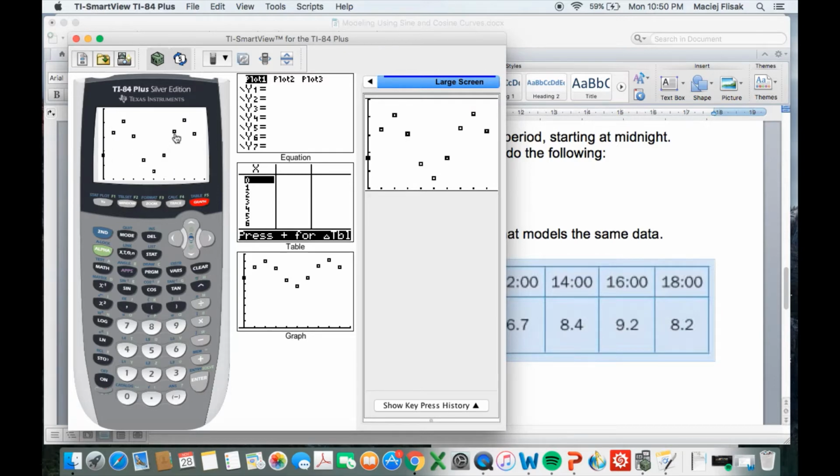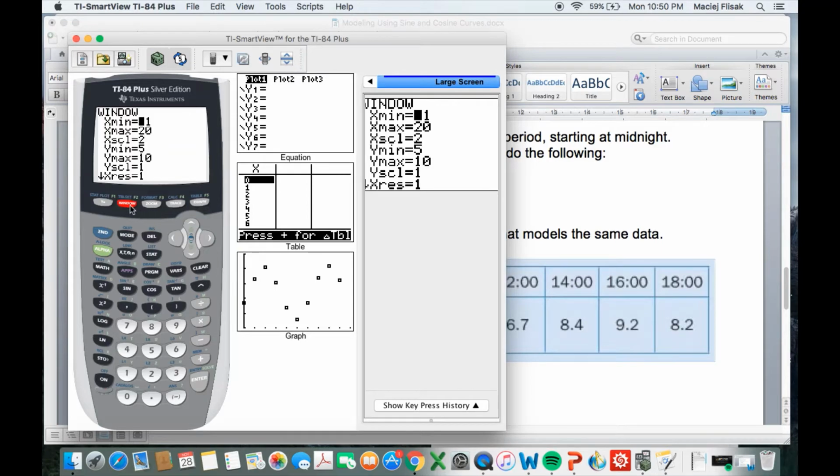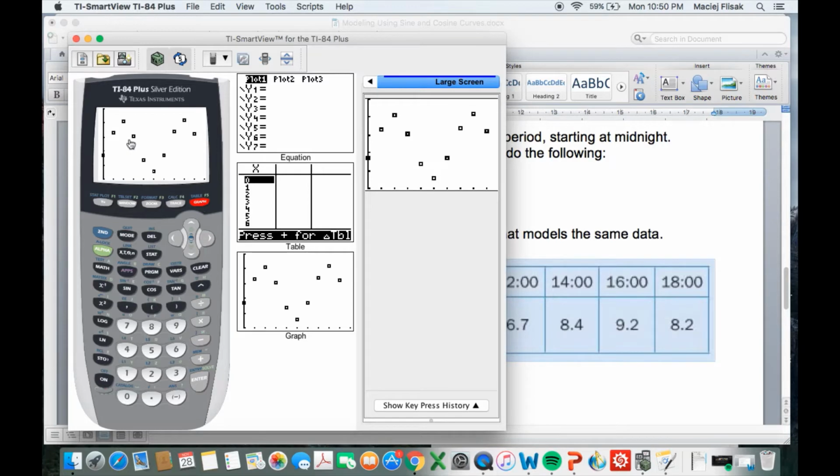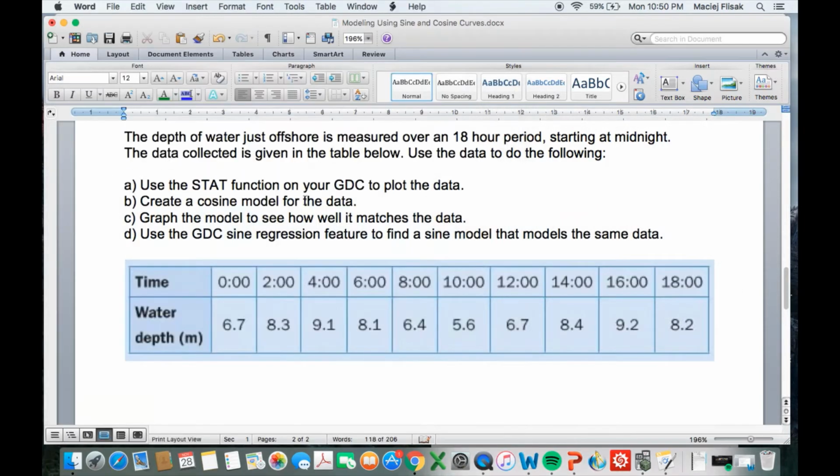It goes up and down, up and down. Alright, that's good. Let's see, window, something doesn't look right there. X min, okay, no, it's fine. Okay, so there it is. Now we're going to have to find a cosine function to match that. I plotted the data, so I've done the first step.